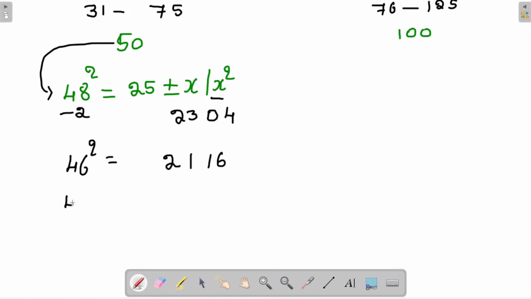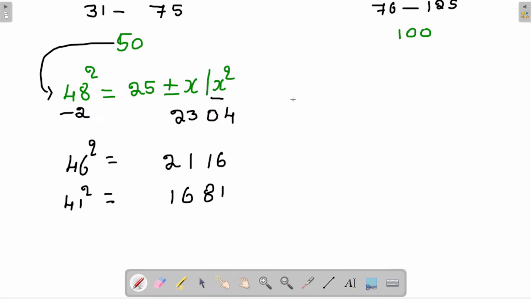I will repeat one more time. Observe here. 41 square. What is the difference? Minus 9. Right side, 81. Right side 81. 25 minus 9. What is 25 minus 9? 16. So good, that's your answer.